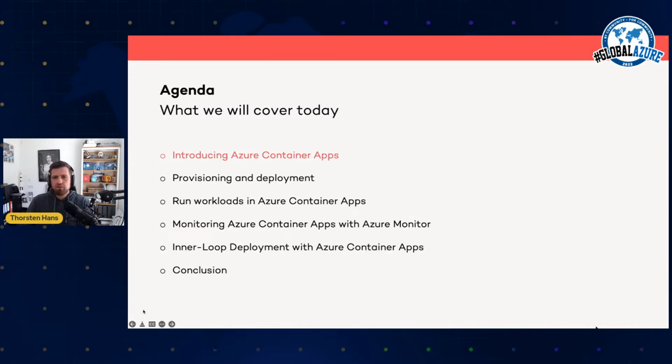Okay, so in the upcoming 50 minutes, we want to dive into Azure Container Apps, what it is, why we need something like Azure Container Apps, how we can provision the service itself, and how we can deploy apps to the service. Then we take a look at monitoring, running different patterns, or application shapes, in Azure Container Apps. And last but not least, we take a look at inner loop deployments, how we can get something up and running in Azure Container Apps in almost no time.